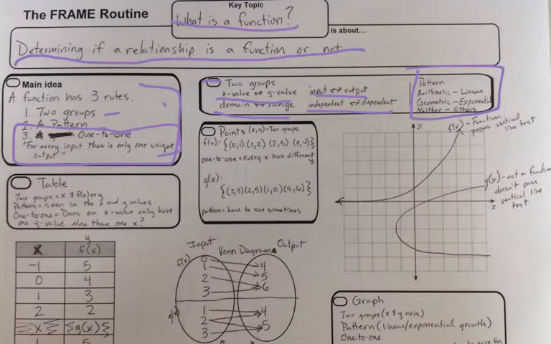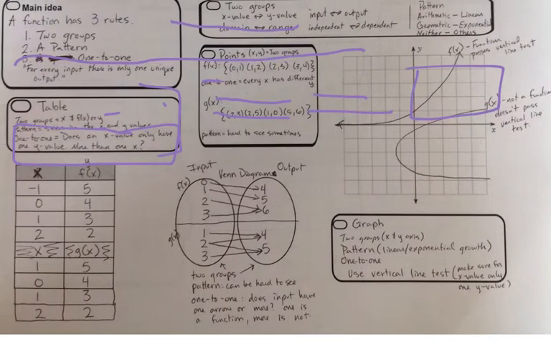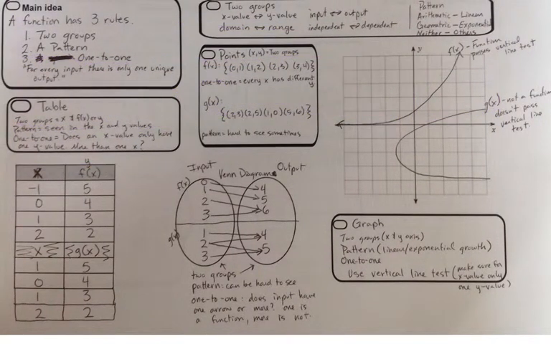Okay, so if we look at a table, I guess I'm going to have to erase that, won't I? Okay, so on the table, we've got our two groups. Okay, we've got the pattern, so we got to check one-to-one. So the way we do that, does an x value only have one y value? Is there more than one x? Those are the questions. So we've got two functions here, f of x and g of x.